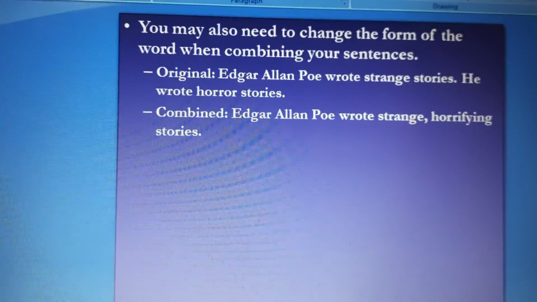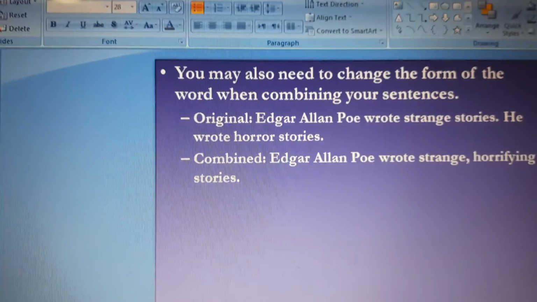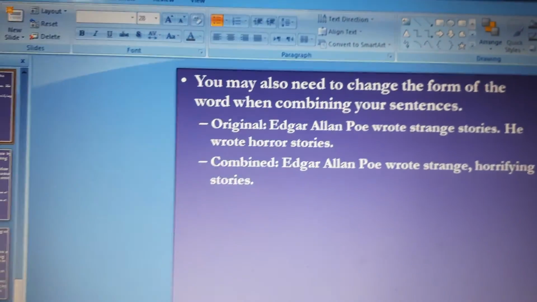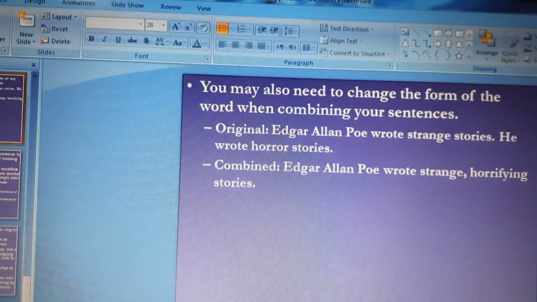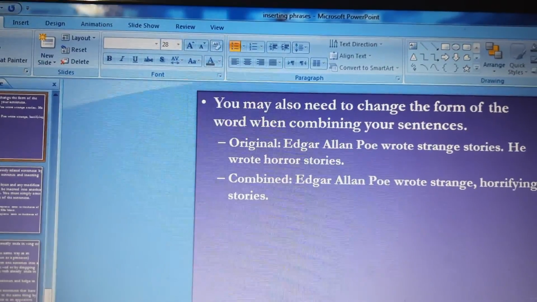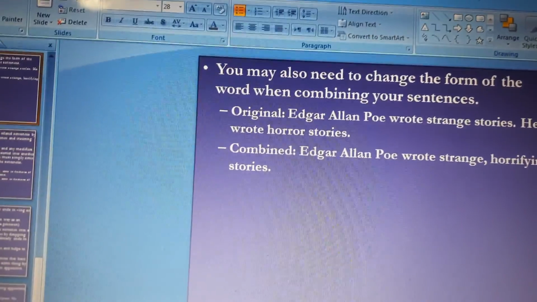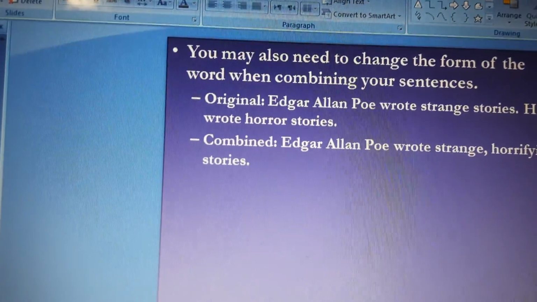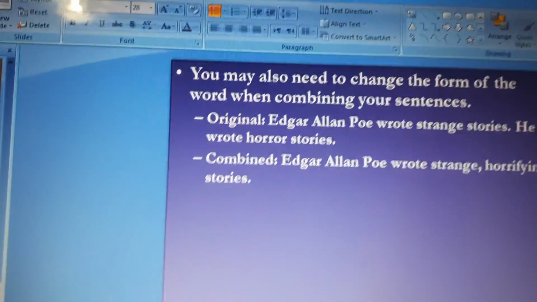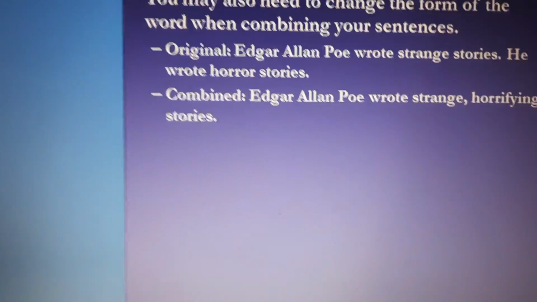Okay, here we have another thing. You may also need to change the form of the word when combining your sentences. This is the original one. Edgar Allan Poe wrote strange stories. He wrote horror stories. This is the first sentence, and then: he wrote horror stories. So this is a weak sentence, okay?